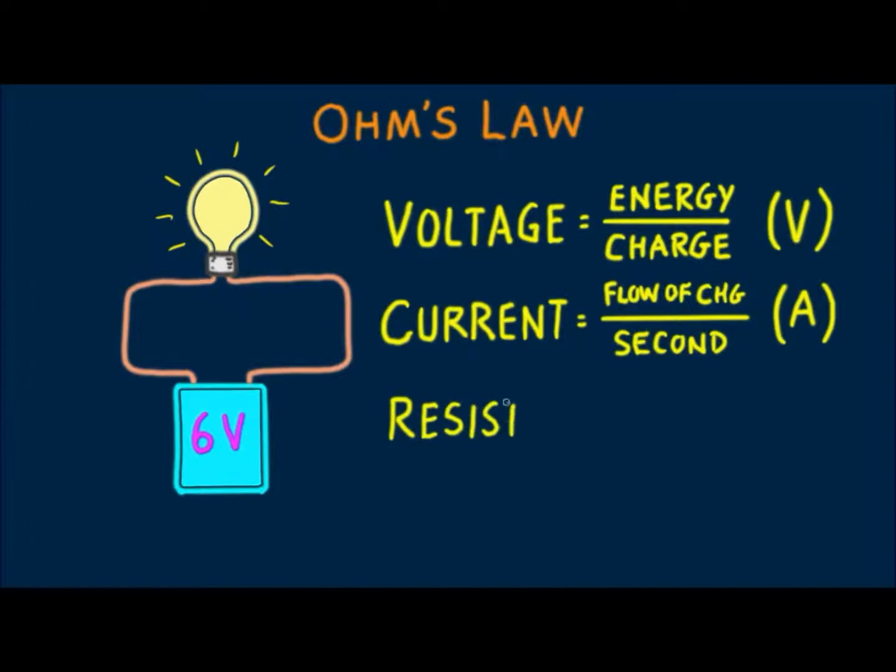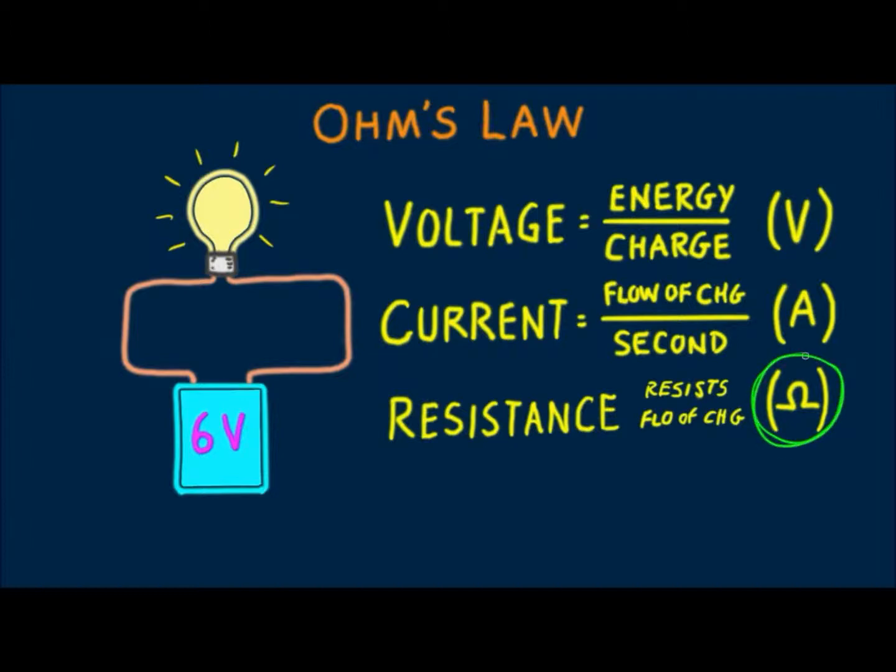Resistance is a property of the substance through which the electric charge flows. Very little resistance in copper and a lot in rubber or plastic. Electric resistance is measured in ohms. The standard abbreviation for the ohm is the Greek letter omega.